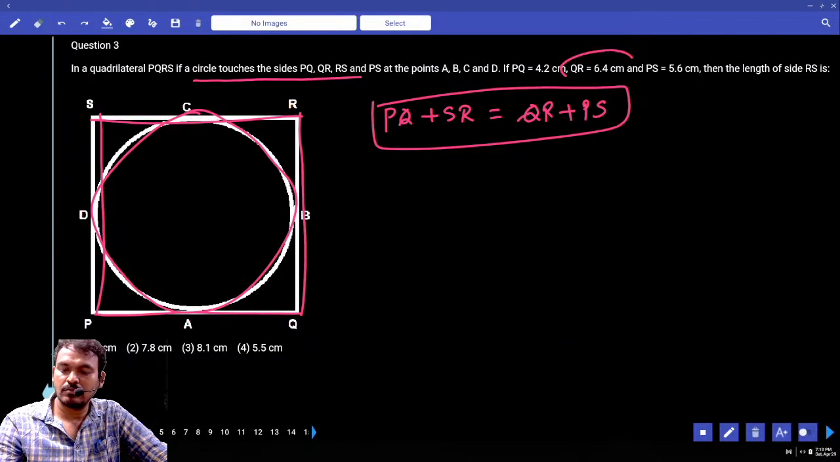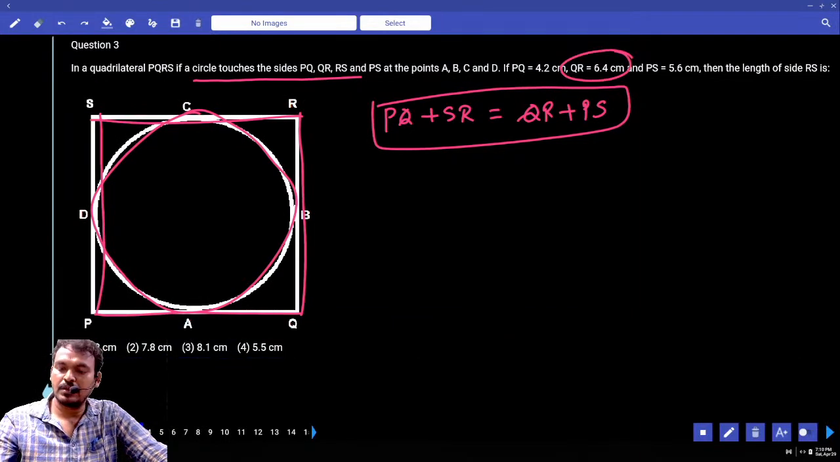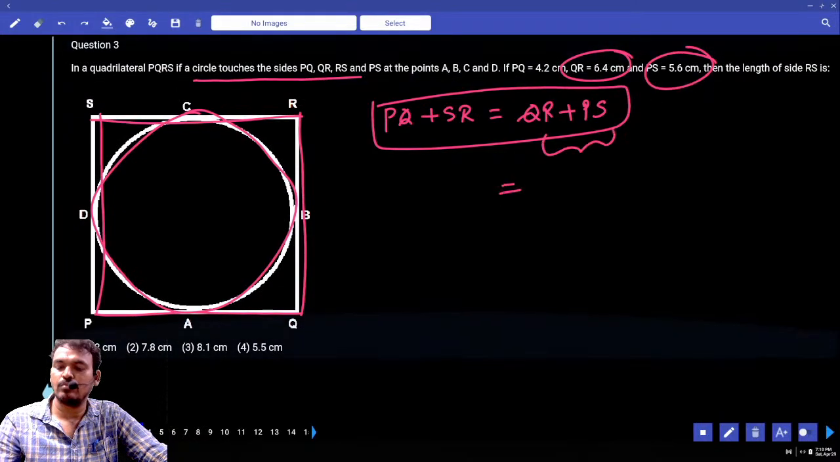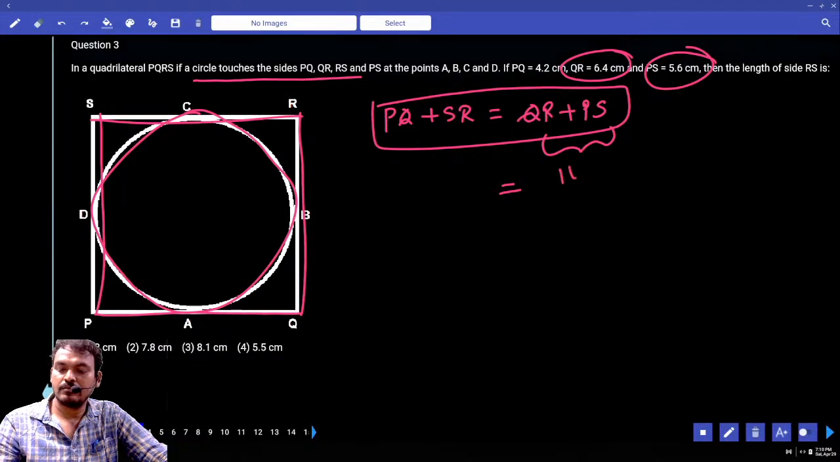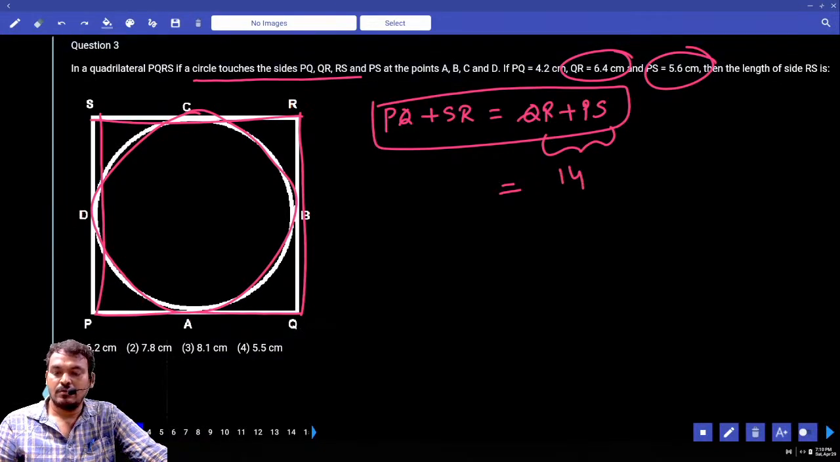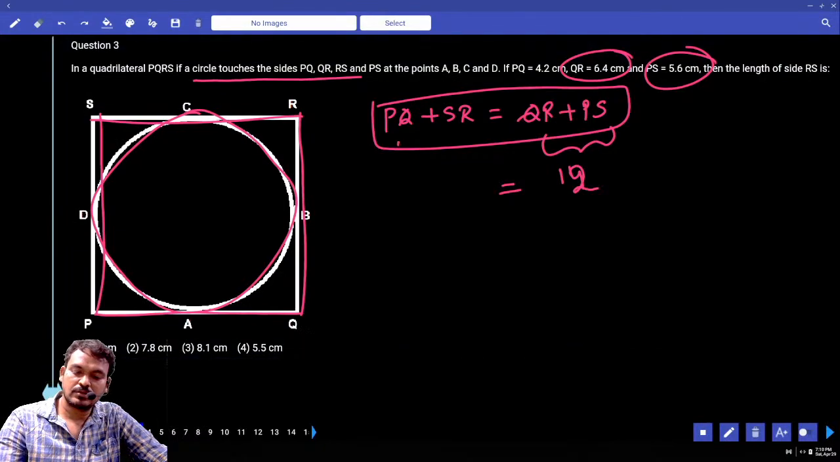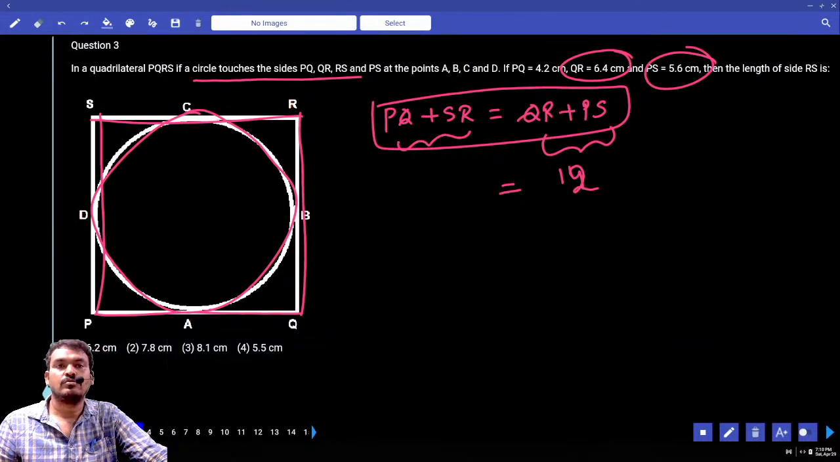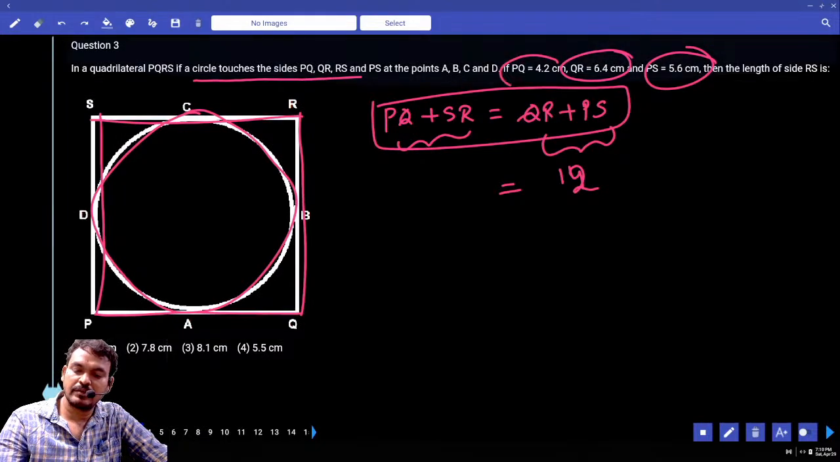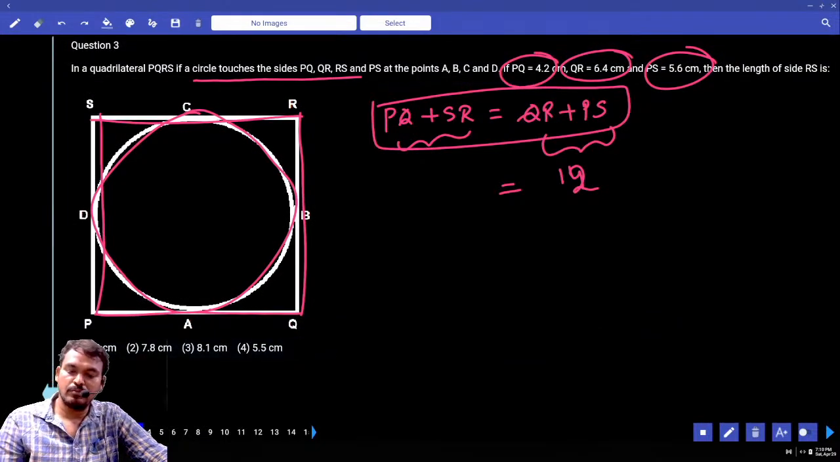What is the QR value? 6.4. What is the PS value? 5.6. These two added, we are getting how much? 12 or 14? 12. If it is 12, these two sum also is 12. PQ is already given as 4.2. Means SR must be 7.8 or not?